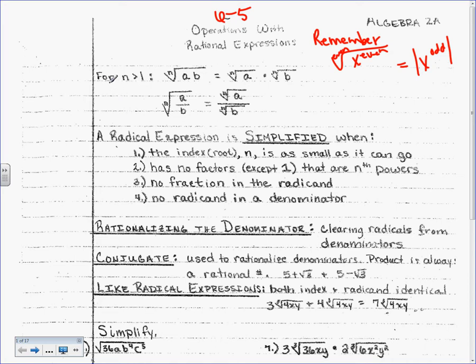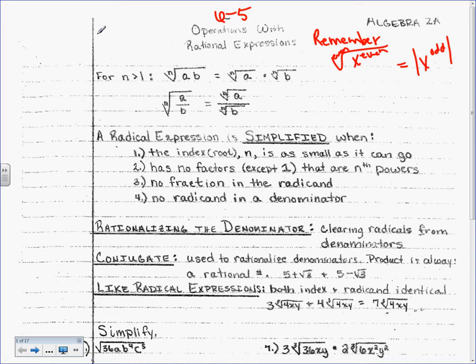So for n greater than 1, for positive n's, which in this class I don't think would ever be negative anyway, then you can do this. This is stuff you should already know. If you have the nth root of a times b, you can pull them apart into the nth root of a times the nth root of b. That's not new to you.